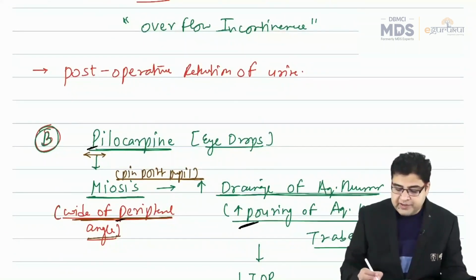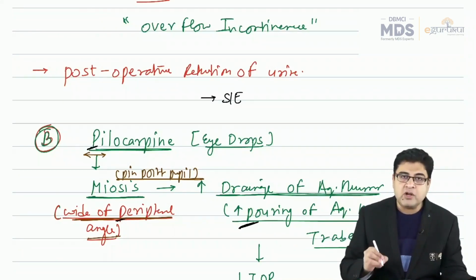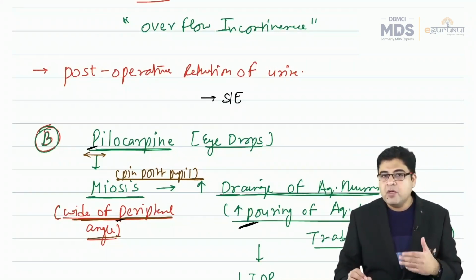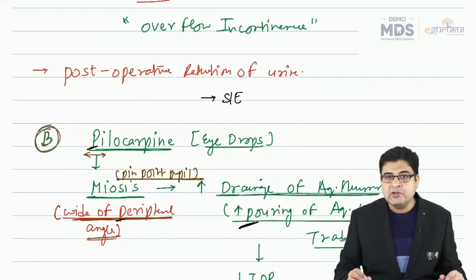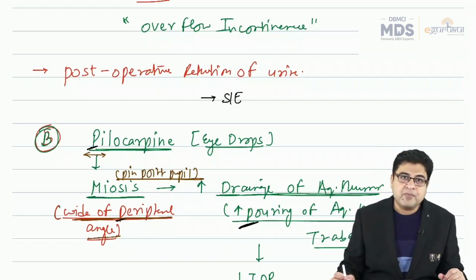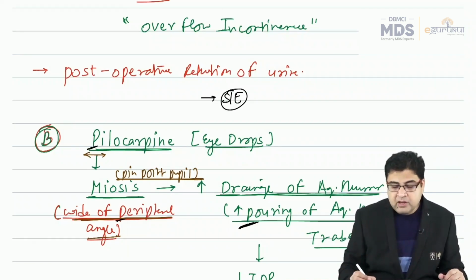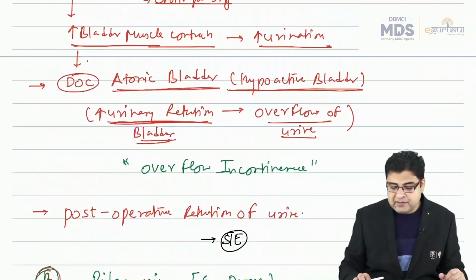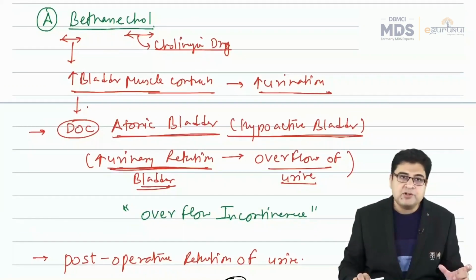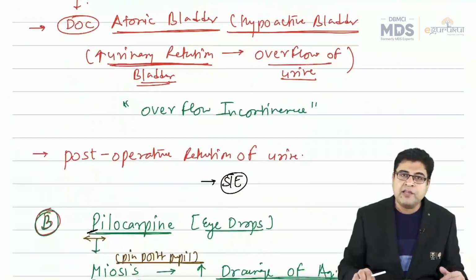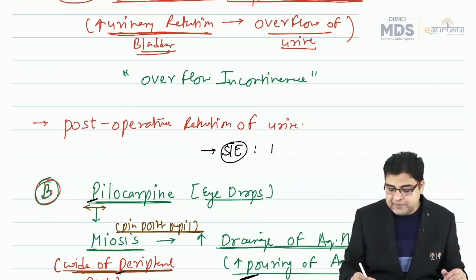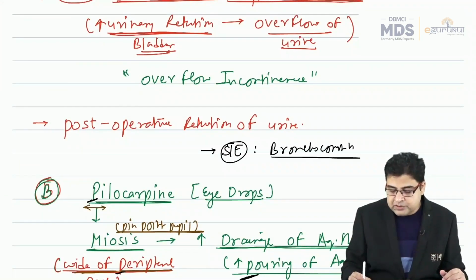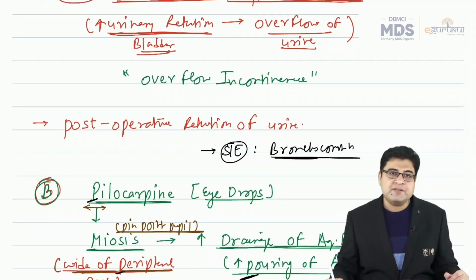Now guys, there is one side effect of bethanechol which I would like to mention here. Although it's not important for your FMG exam, it was recently asked in your NEET PG exam, so it may be asked in your FMG exam this time. Bethanechol acts on the bladder, can cause bladder contraction, and can result in dumbbell's effect. It can also act on the bronchioles and cause bronchospasm as a side effect.